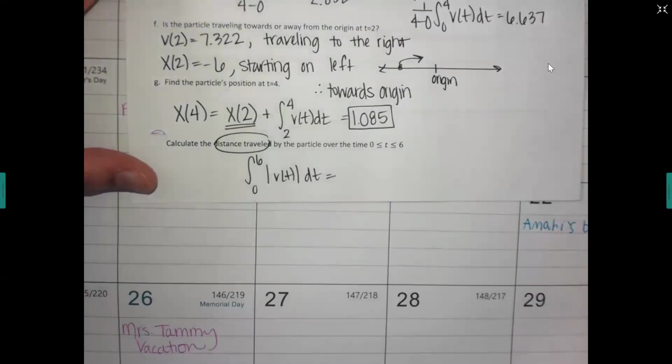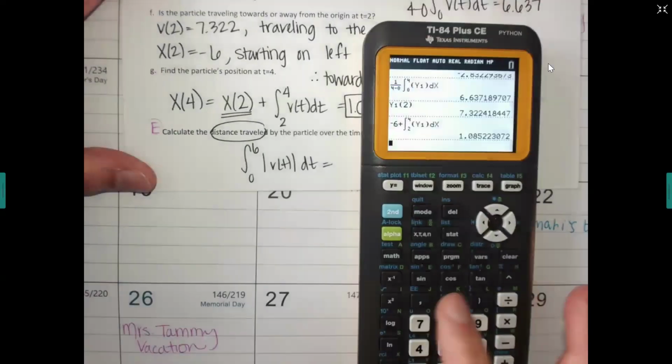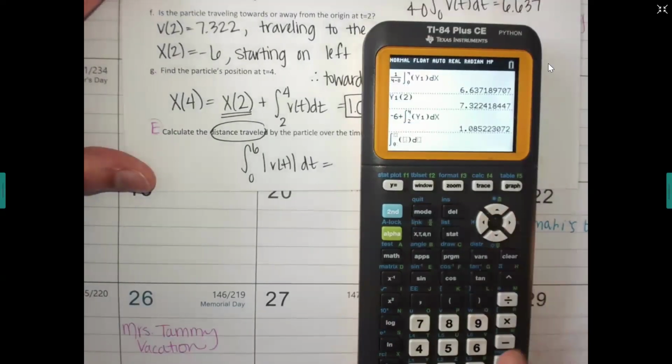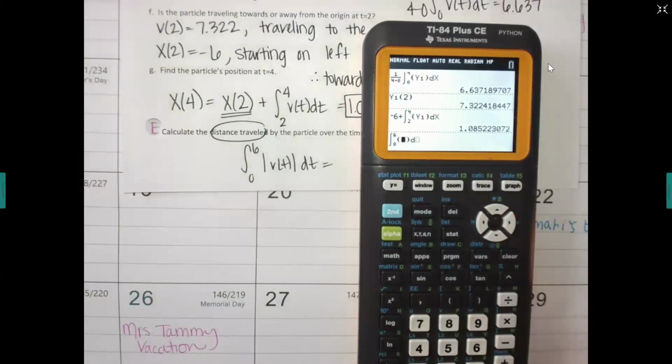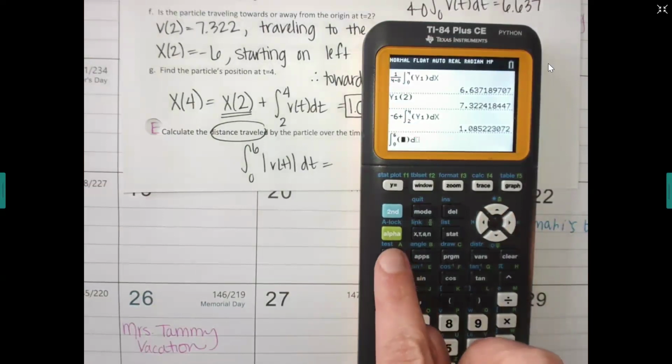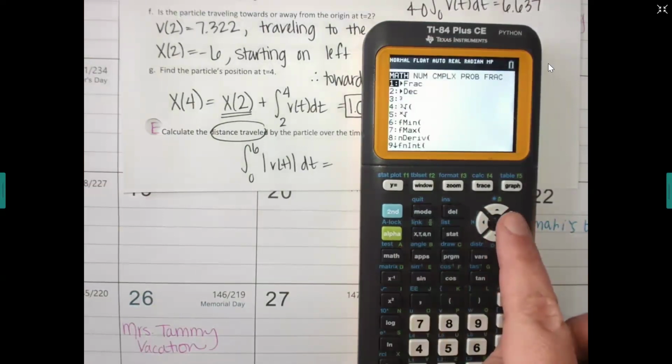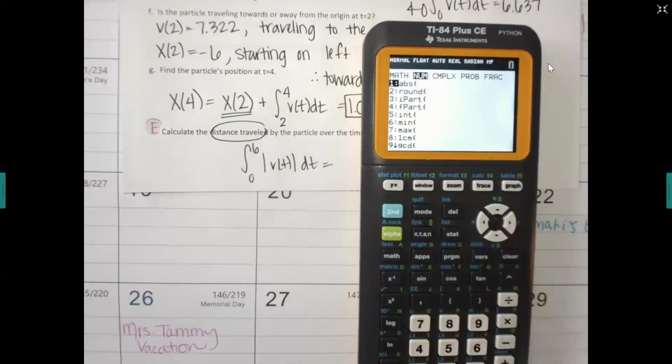So type in your math 9 for your antiderivative. We're going 0 to 6. There are 2 places that you can find the absolute value bars. One of them is alpha window, but everyone forgets that. Hit the math button and then go over to number, and ABS is right there at the top. So math button, go over to number, and then ABS is absolute value. Then put your y1 inside that.